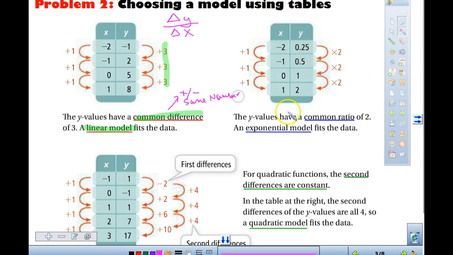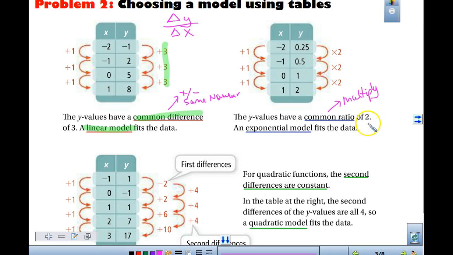Anytime I notice that. I start looking at this one and I'm going, okay, this is 0.25, but then it's 0.5 if I'm adding, and then it's 1. So I can't add the same thing. So then I just want to start thinking common ratio. And common ratio means we are multiplying. So, in this case, if you look at it, we are actually multiplying everything by 2. So if I am looking at multiplying by 2, that common ratio, then it's going to be an exponential.